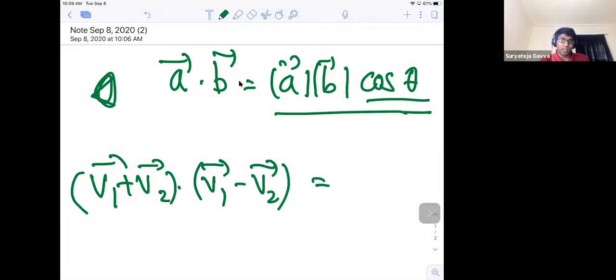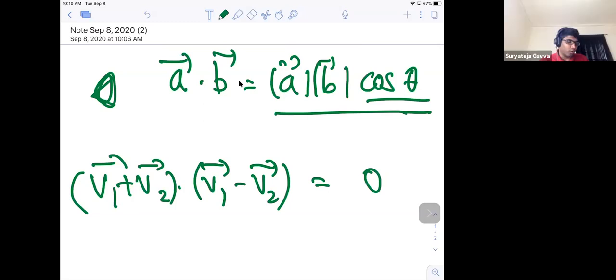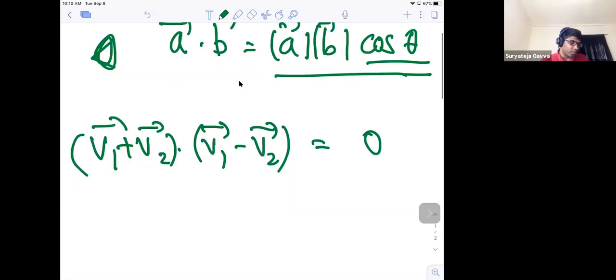They are orthogonal. That means they're at an angle of 90 degrees. So what will be A dot B? What will be the dot product? 0, right? Yeah, the cosine of theta is cosine pi over 2, which is 0. So let's see what this will give us.